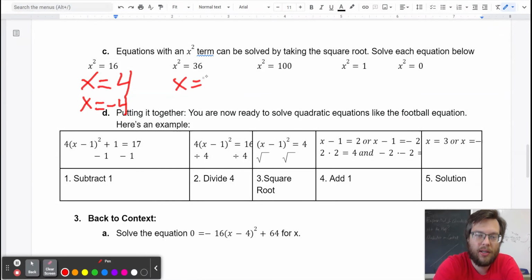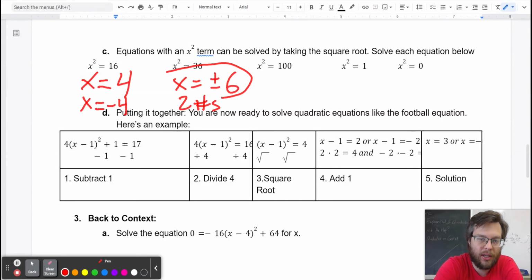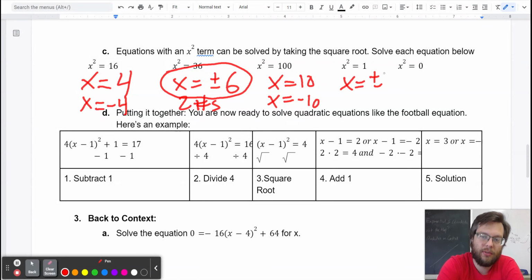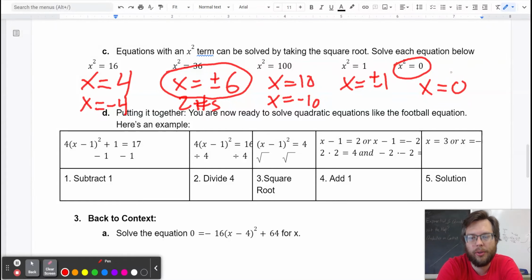If you want, you can simplify both of those into one answer like this, where I write positive or negative 6. This is really two numbers, but I'm just shortcutting it and putting them right together like that. Here I could have x equals positive 10 or x equals negative 10. Here I could have x equals positive or negative 1. And this last one's interesting. There's only one answer, 0. There's no difference between positive 0 and negative 0. There's no such thing. 0 is neither positive nor negative. So you only get one answer there.